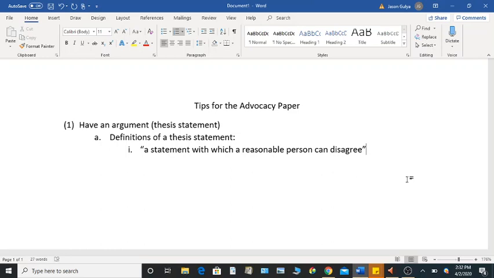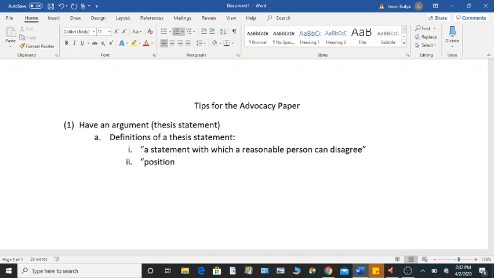Now, for any position, any argument, this can happen, right? If I create an argument about gun control, someone can take the other side. If I create an argument about the death penalty, someone can take the other side. And this happens with any individual topic.